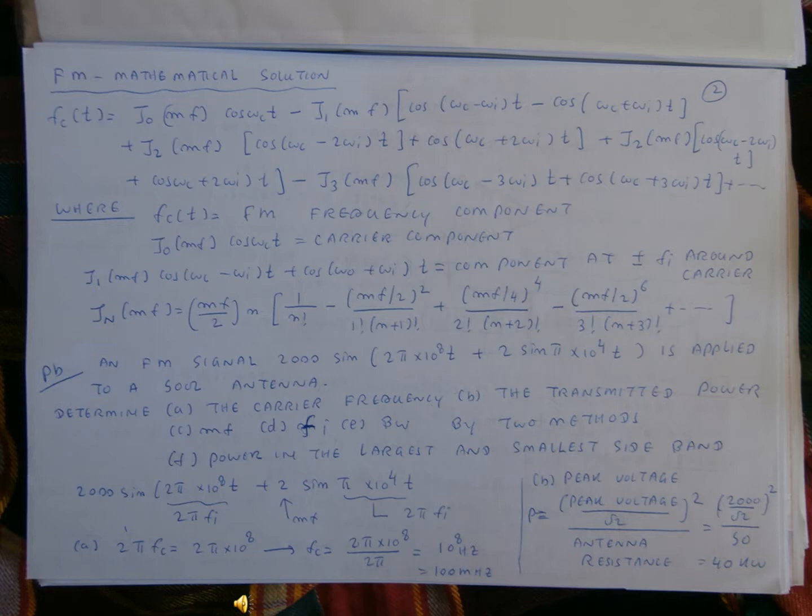Now we can calculate Jn(mf) equal to (mf/2)^n multiplied by [1 divided by n! minus (mf/2)^2 divided by 1!(n+1)! plus (mf/2)^4 divided by 2!(n+2)! minus (mf/2)^6 divided by 3!(n+3)!]. The Bessel function.